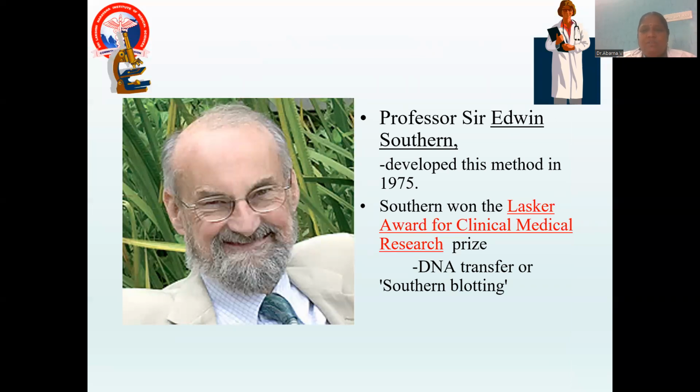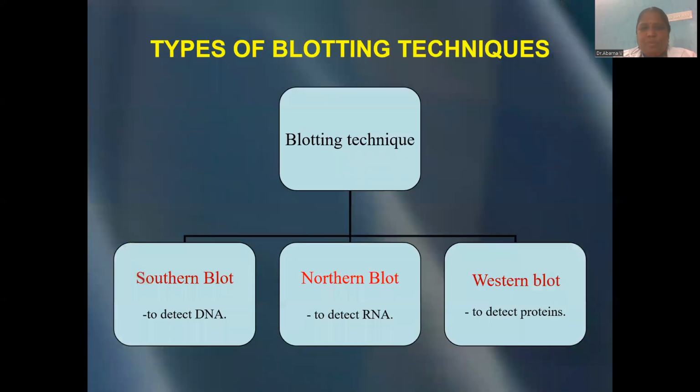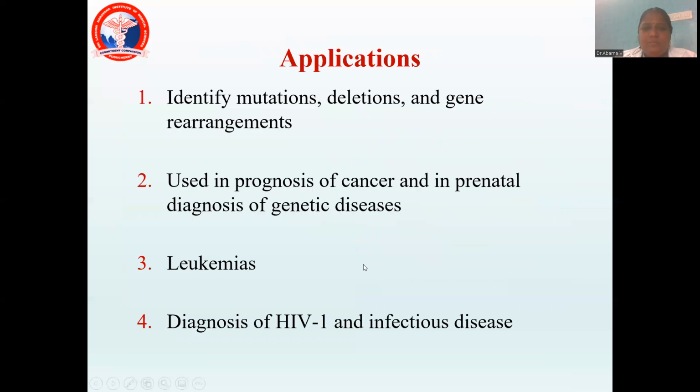Initially, Sir Edwin Southern discovered this technique. Hence, it is known as Southern blotting. Southern blotting is done to diagnose DNAs. Later, they developed Northern blot to detect RNA and Western blot to detect proteins. There are many applications for these immunoblotting techniques to identify mutations, deletions, and gene rearrangements. They are used in prognosis of cancer and prenatal diagnosis of genetic diseases, leukemias, and diagnosis of HIV-1 and infectious diseases.